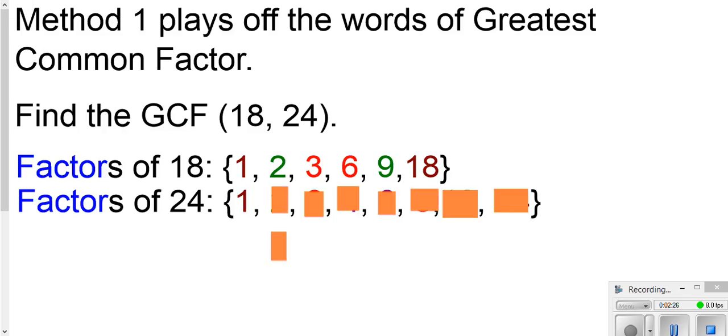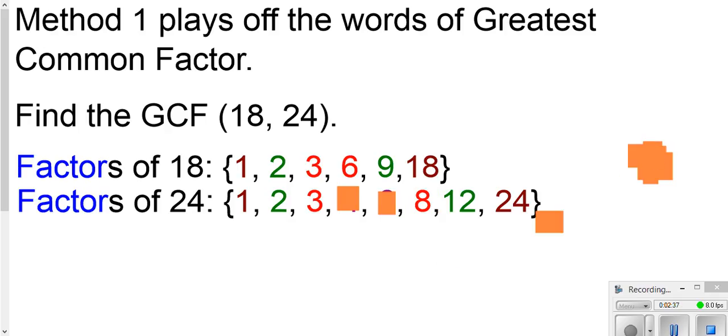I know 1 goes in there 24 times. Try the next number up from 1, which is 2, and 2 goes in there 12 times. Try the next number up from 2, which is 3, and 3 goes in there 8 times. Try the next number up from 3, which is 4, and 4 goes in there 6 times. Try the next number up from 4, which is 5. 5 doesn't go in there. The next number up from 5 is 6. It's already listed, so I know I have all the different factors of 24.